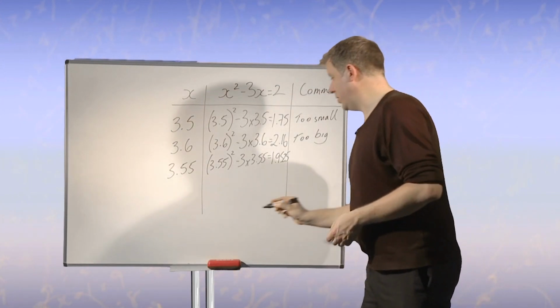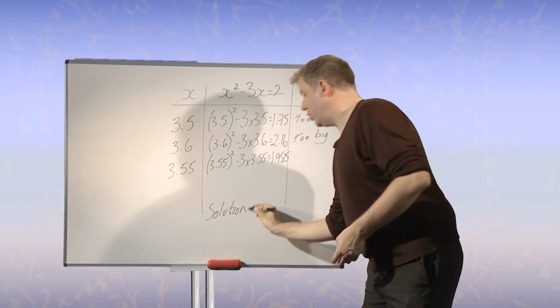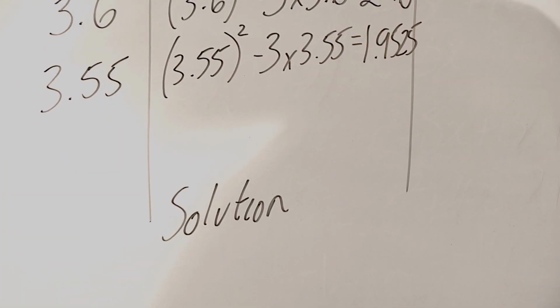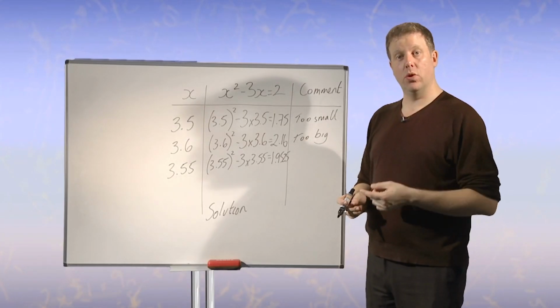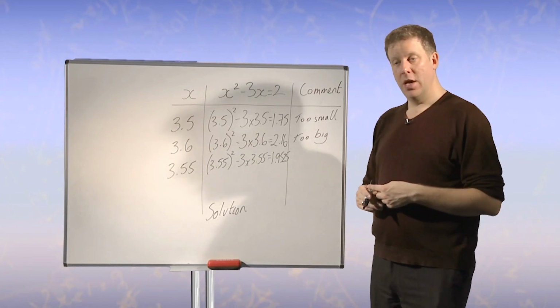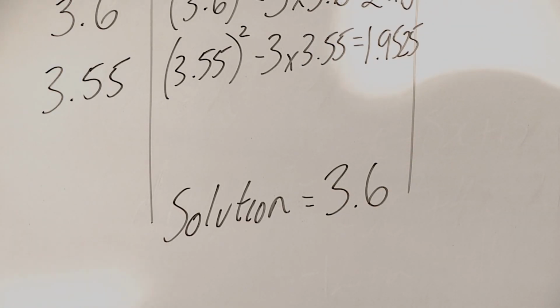So our solution, and again it's always important here, we've put in 3.55, and although that gets us closer to 2, the answer they only want to 1 decimal place. So our final solution, therefore, is 3.6.